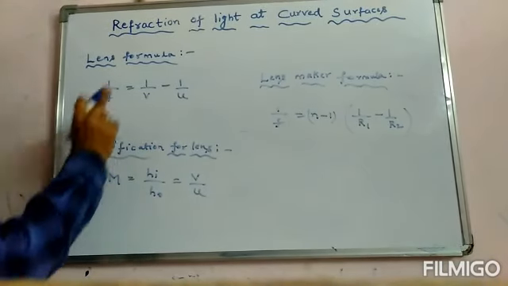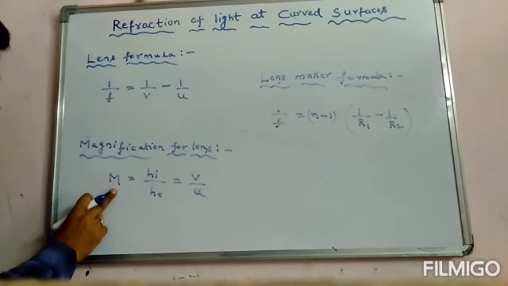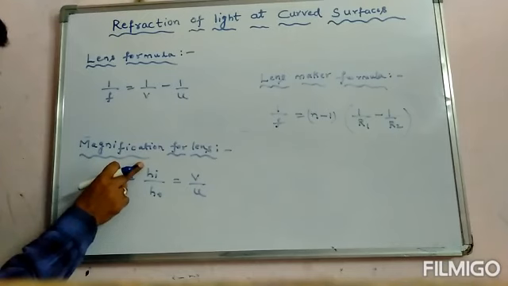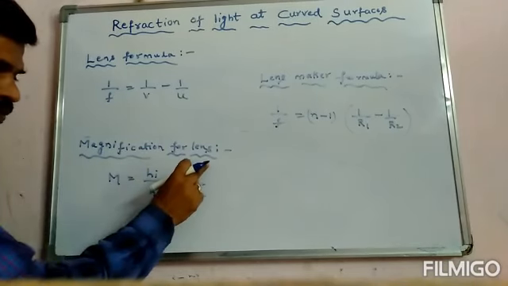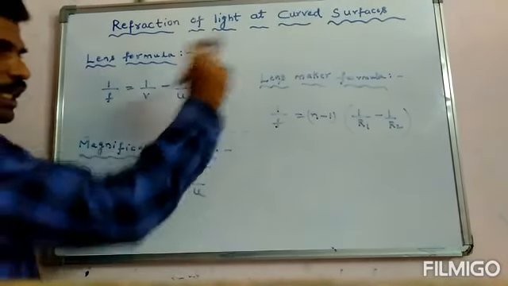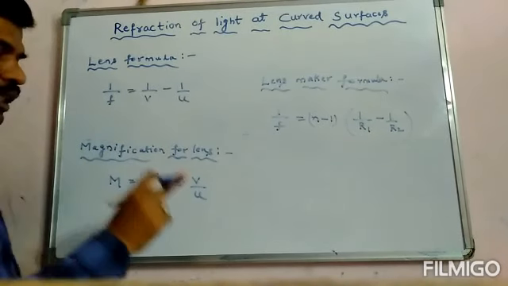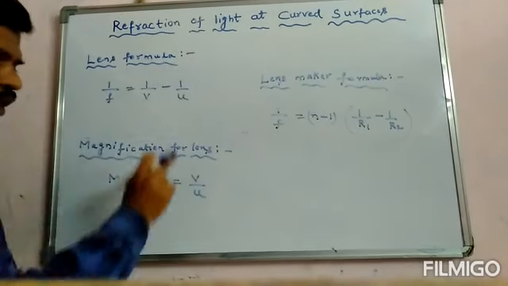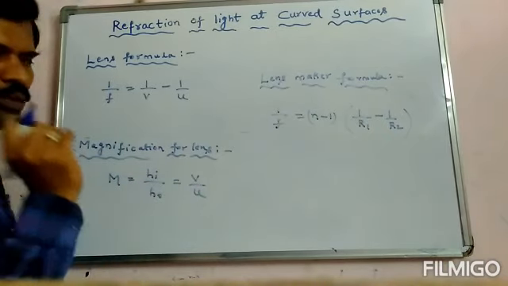Next let us see magnification for the lens. Magnification nothing but it is the ratio between height of the image to the height of the object, and another formula is v by u. One thing remember students carefully, for the lens m is just v by u, but for the mirrors it is minus v by u. For the lenses it is plus v by u, right?